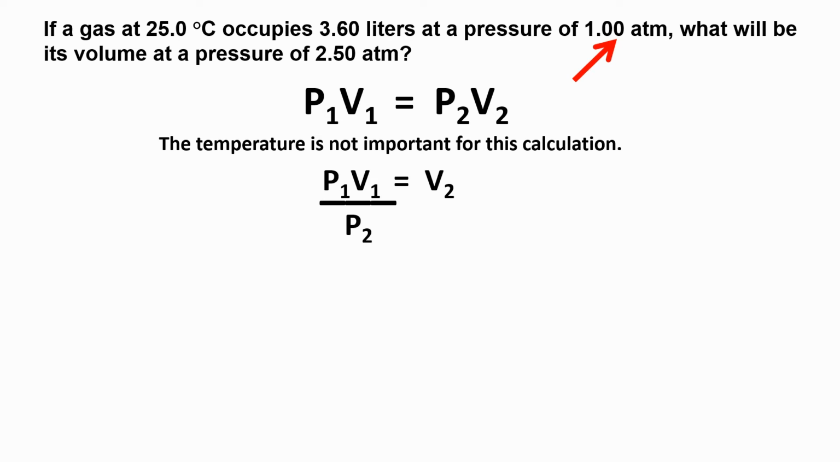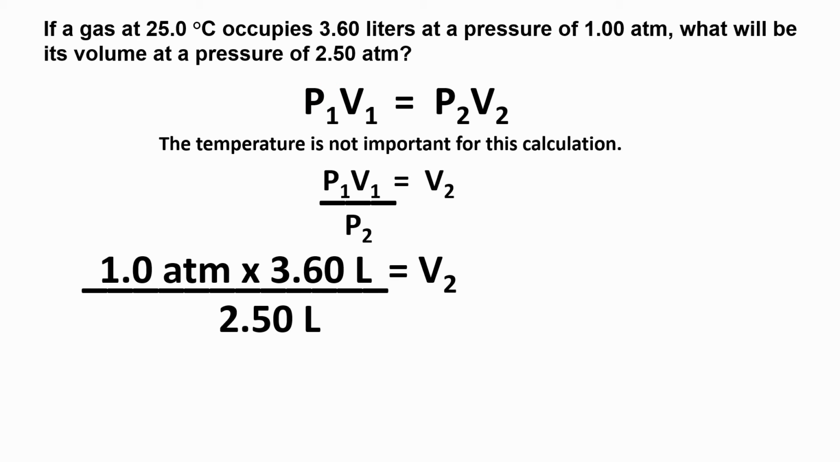where 1 atmosphere is the pressure, P1, 3.60 liters is V1, and 2.50 atmospheres will represent P2. Inserting the information into the formula yields the following result: 1.0 atmosphere times 3.60 liters divided by 2.50 atmospheres is equal to V2. And V2 is equal to 1.44 liters.